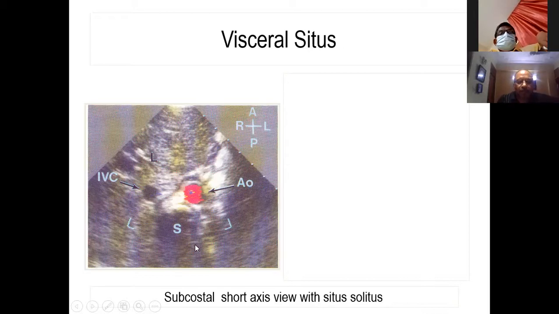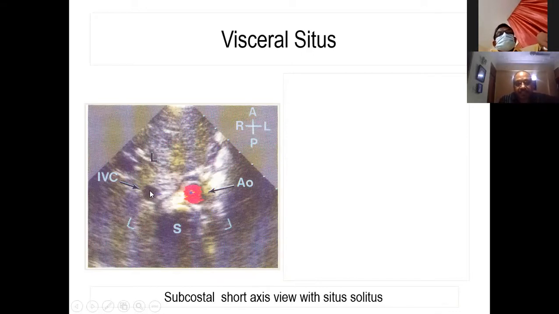So if I put my probe like this, what will happen? I'll be able to see the aorta on the left hand side, the IVC on the right hand side, anteriorly the liver, and posteriorly the spine. This is a spinal structure.